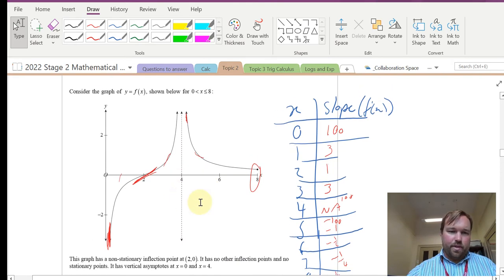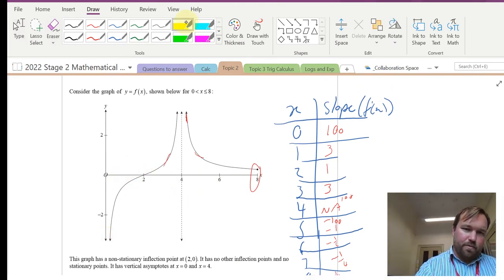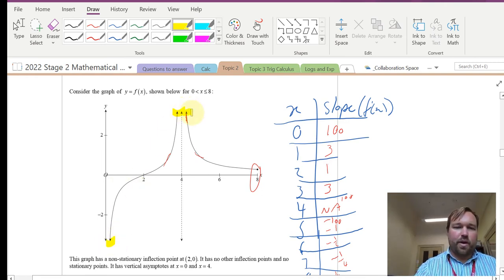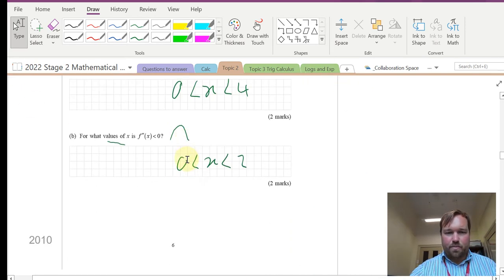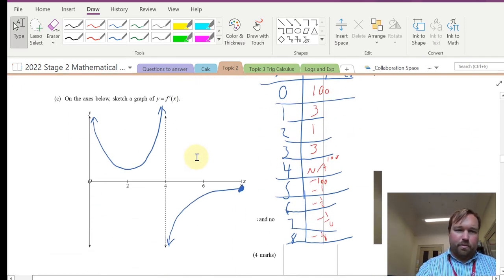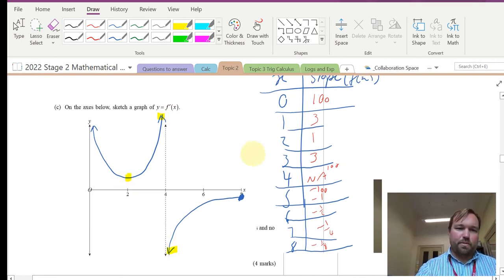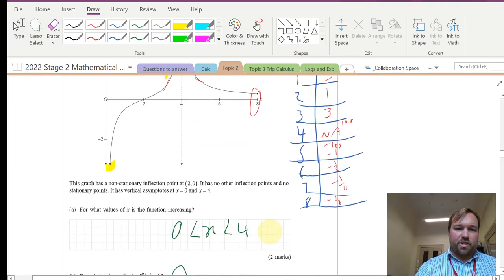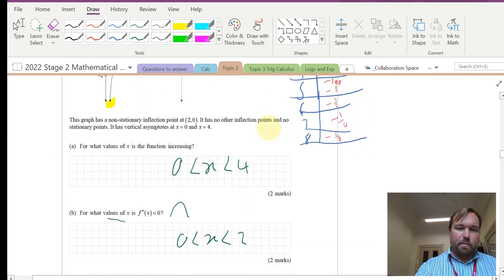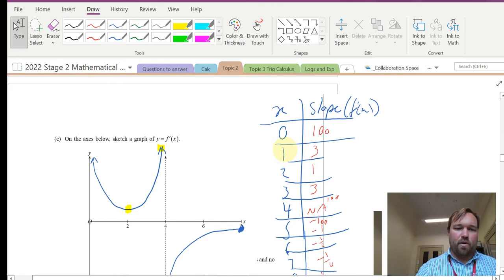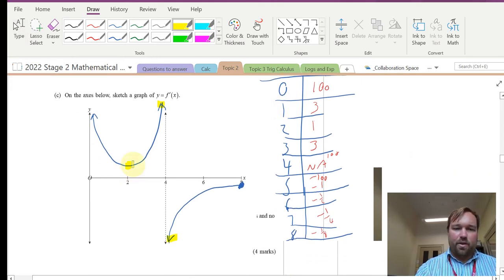Note how these ones had arrows. If they have arrows, our derivatives need arrows. So note how it goes extremely positive to extremely negative either side of the asymptote. At 2, we're told there's an inflection point. The inflection point of the original graph will be the minimum or maximum of the derivative. And note there's a dot there.